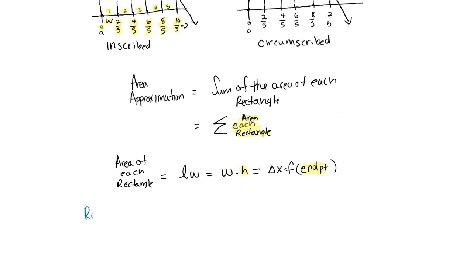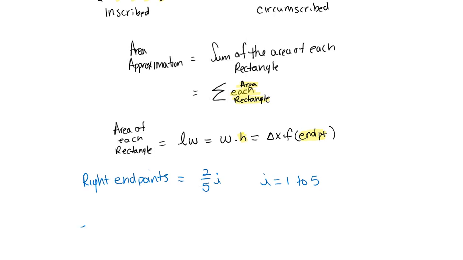Those right endpoints, we can use the sequence 2/5 i, where i goes from 1 to 5, for 5 rectangles. So let's just double check that. For i equals 1, 2/5 times 1 is 2/5. That gives me the first right endpoint.